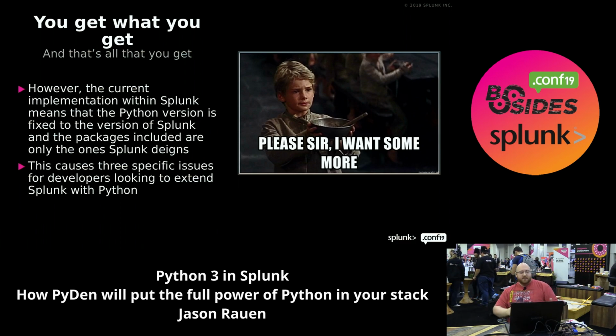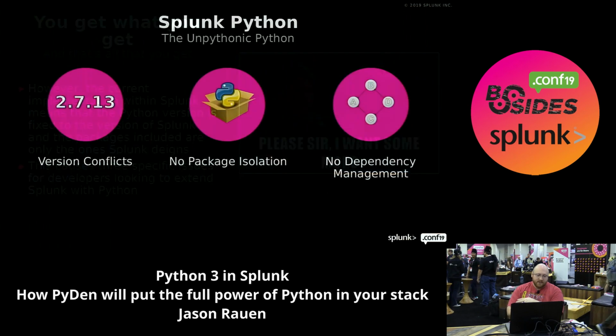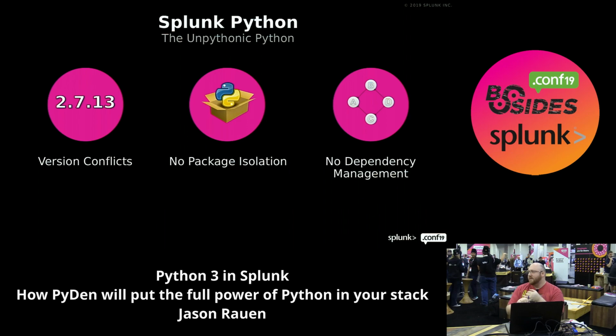As the current implementation with Splunk means that the Python version is fixed to your version of Splunk. And this creates some issues, specifically three major ones. The first issue is you get version conflicts, and you have a version of Python tied to your Splunk version, and as a developer, I may not want to work with that single version necessarily. There may be new features. There's a lot of new features in Python 3, and I want those. I'm a Python developer, and I want to develop in the Python I want.